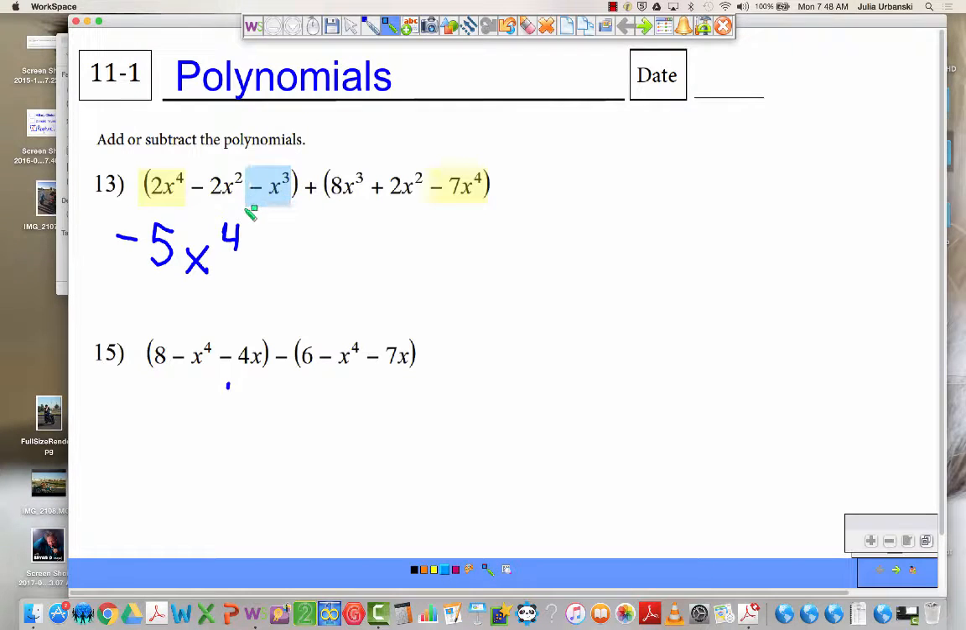So we have this one. It's a negative 1x to the third. And we have this one. Is that right? A positive 8x to the third. Negative 1 positive 8 makes 7x to the third. Good.